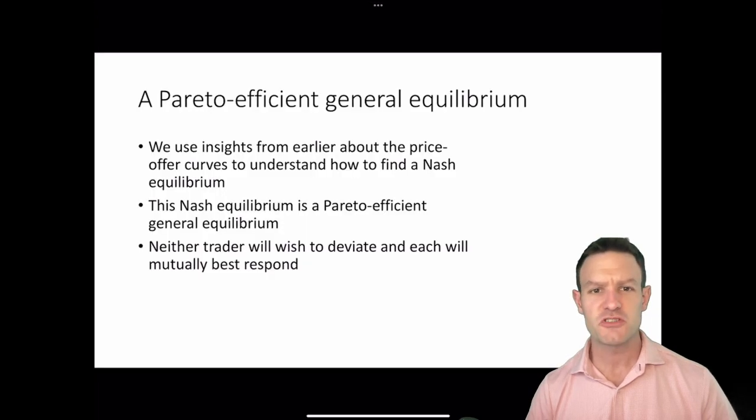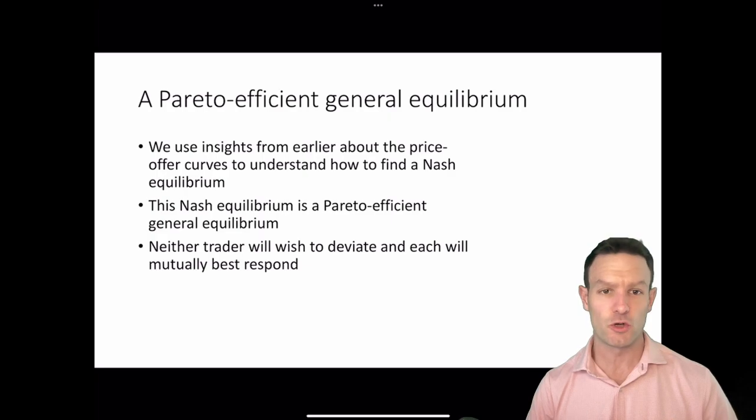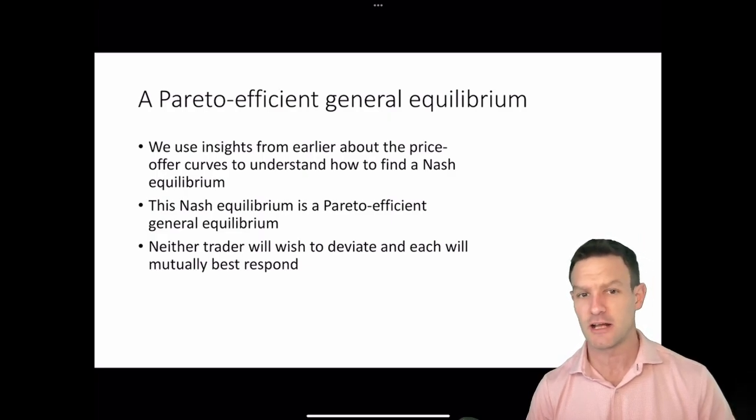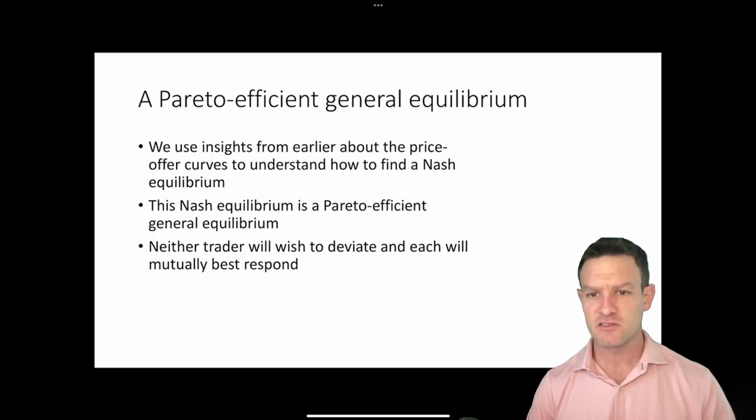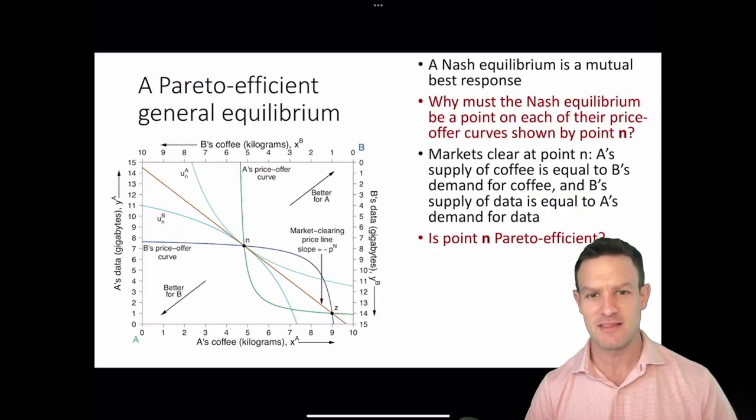Okay, so let's proceed from here. We're going to use our insights from earlier about the price offer curves to understand how to find a Nash equilibrium. This Nash equilibrium is going to be a Pareto-efficient general equilibrium. Now, what that means is that neither trader is going to want to deviate, and each is going to be mutually best responding to the other one. So let's think about how we can find that.